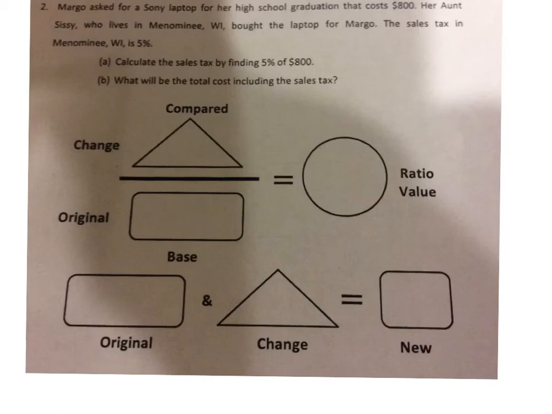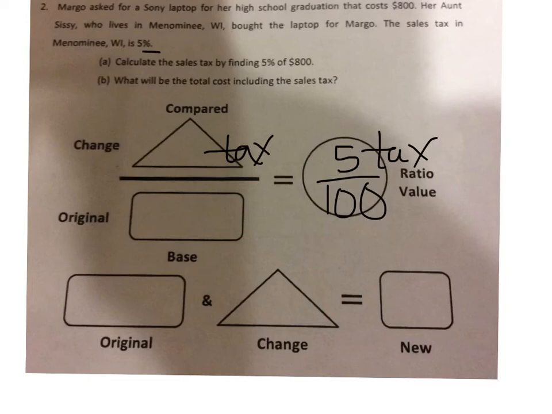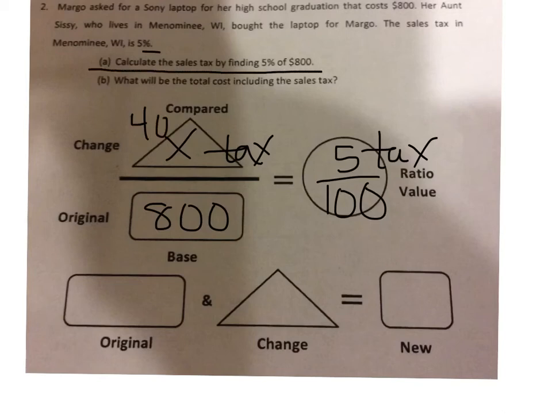So if the sales tax is 5%, immediately I know this goes 5 over 100. This is the tax amount, so over here is going to be your tax amount. The laptop costs $800 total. That was the original price that goes on the bottom. I now have my three numbers. All you're going to do is take your 800 times 5 and divide by 100, and you're going to get $40. So part A says calculate the tax. We have it done. It's $40 in tax.